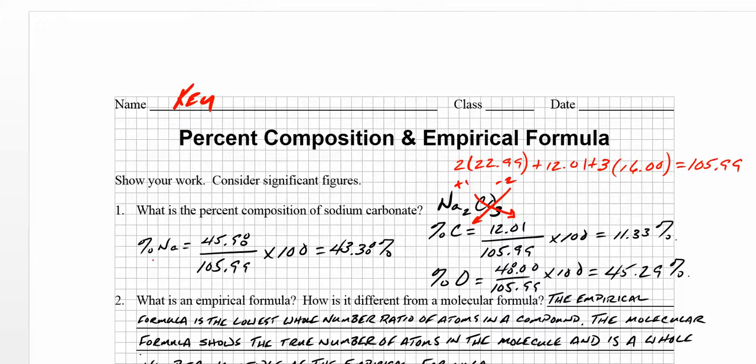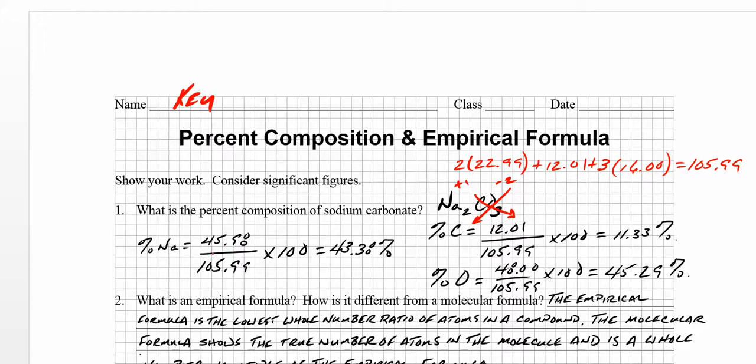Let's start with sodium. So the percent by mass for sodium is equal to the mass, or the atomic weight of sodium, which is 45.98, divided by the total. Now I've added up the total here. It's 105.99. I got that by multiplying sodium by 2 because there's 2 of them, adding to that carbon, and then adding to that 3 oxygens because there are 3 of those. So we get 105.99 grams total. So I'm going to divide everything by this number.